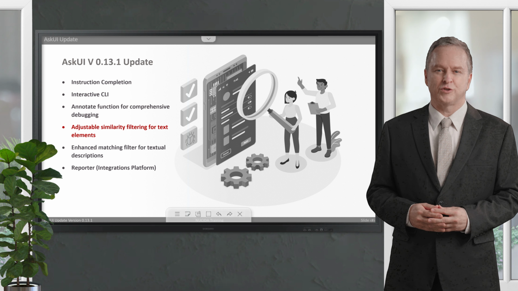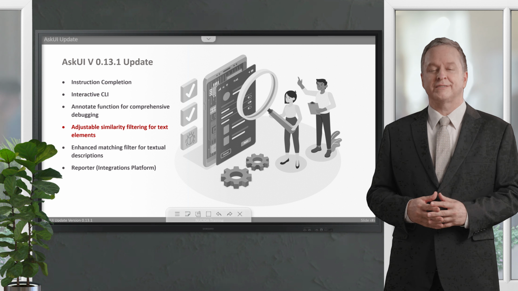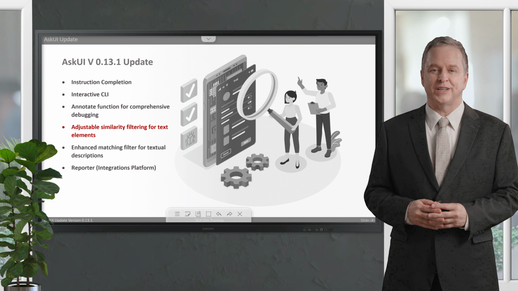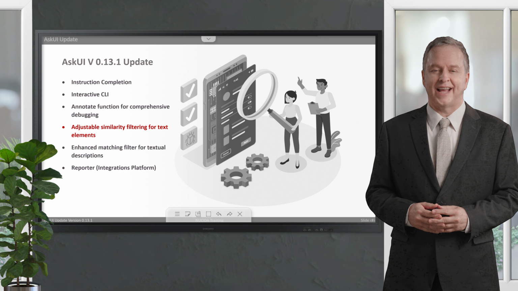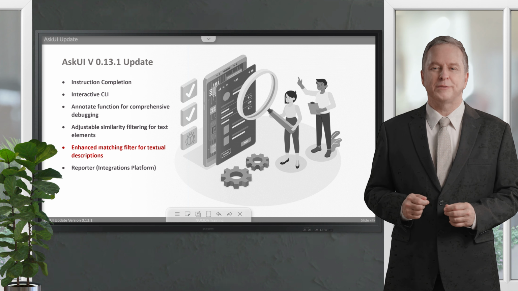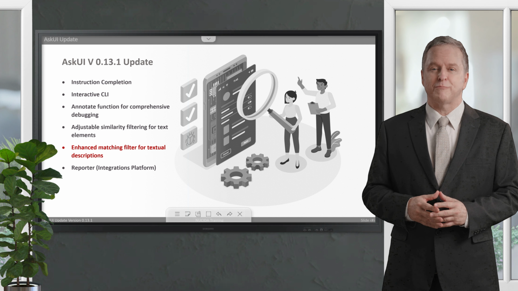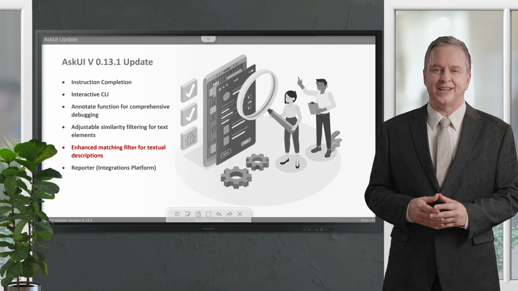Adjustable similarity filtering for text elements. We have added a new feature that allows you to adjust the similarity filtering for text elements. This enhancement provides more flexibility in filtering and improves the accuracy of text-based operations. Enhanced matching filter for textual descriptions. With the latest version of AskUI, we have enhanced our matching filter. This filter allows you to filter elements based on textual descriptions, enhancing the search and filtering capabilities.